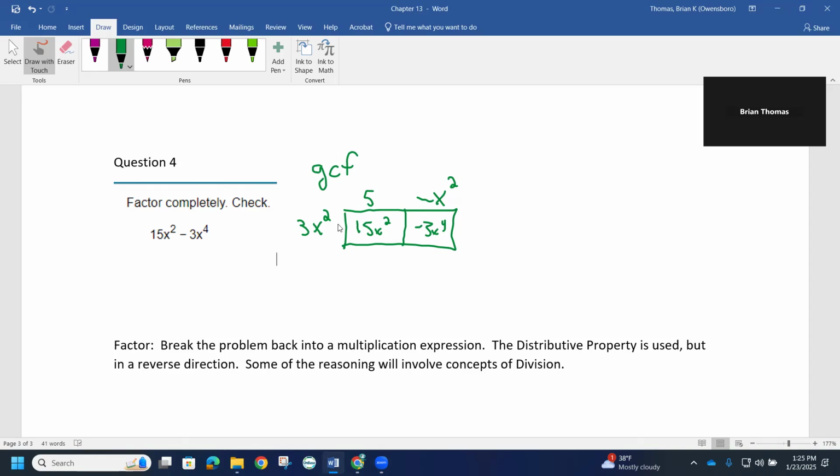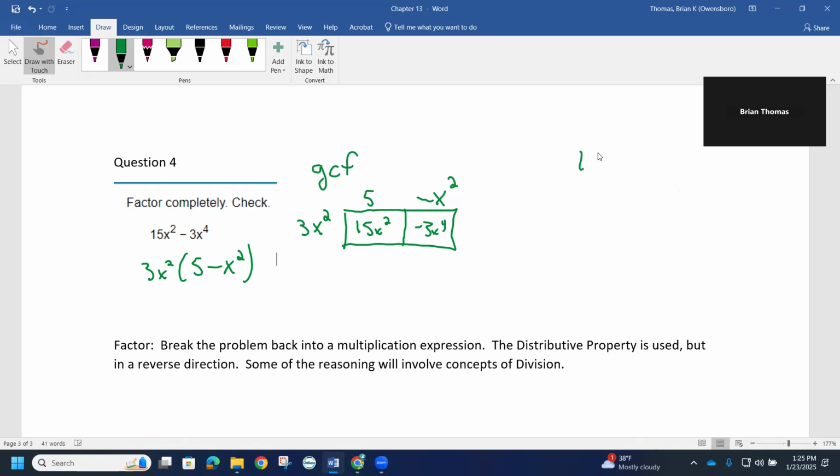So that looks like those are my two factors. So the 3x squared becomes a factor, and then we use parentheses to show the other factor, 5 and a negative x squared, or we just simply write that as minus x squared. So 3x squared times 5 minus x squared. So notice how, again, we're using division, but we can also see it as multiplication.